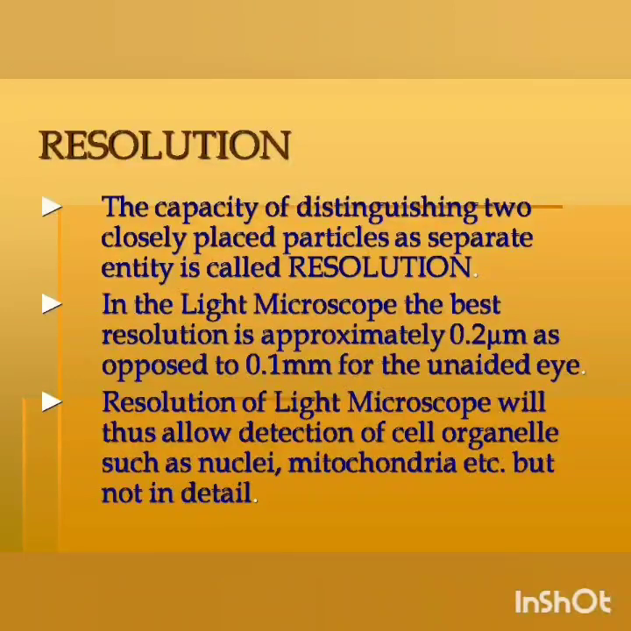In a light microscope, the best resolution is approximately 0.2 micrometer as opposed to 0.1 millimeter for the unaided eye. The resolution of a light microscope will thus allow detection of cell organelles such as nuclei, mitochondria, etc., but not in detail.